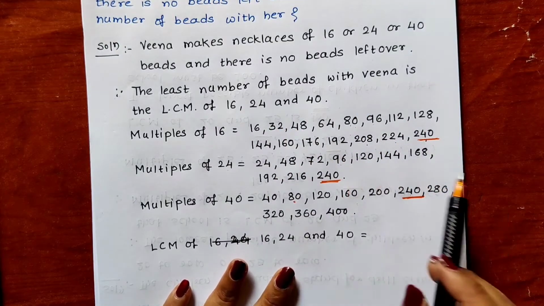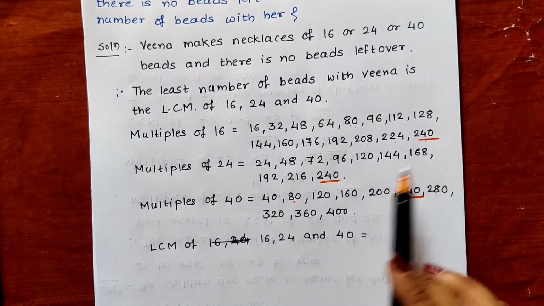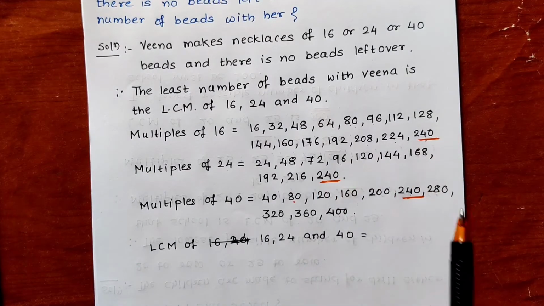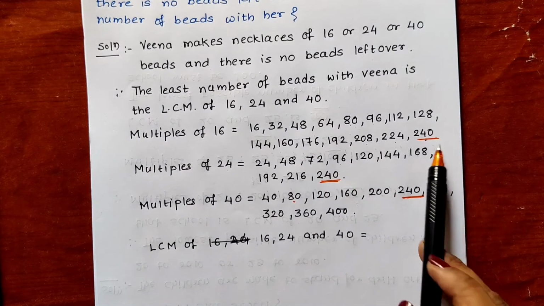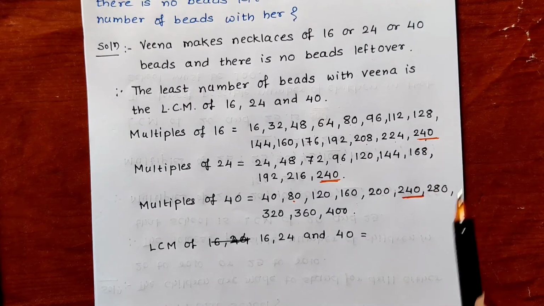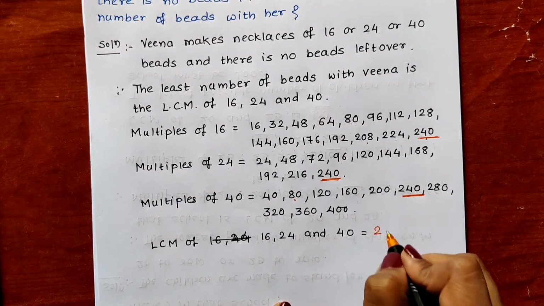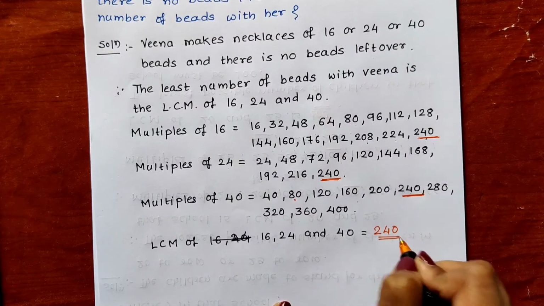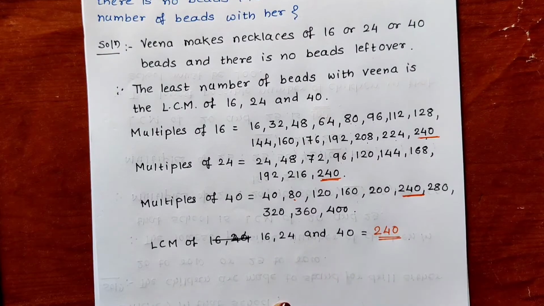Okay, after 240 you can get many. If you keep on extending all these tables, you can get many common multiples. But before 240, that means smaller than 240, there is no other common multiple. So 240 is the least common multiple of 16, 24 and 40.